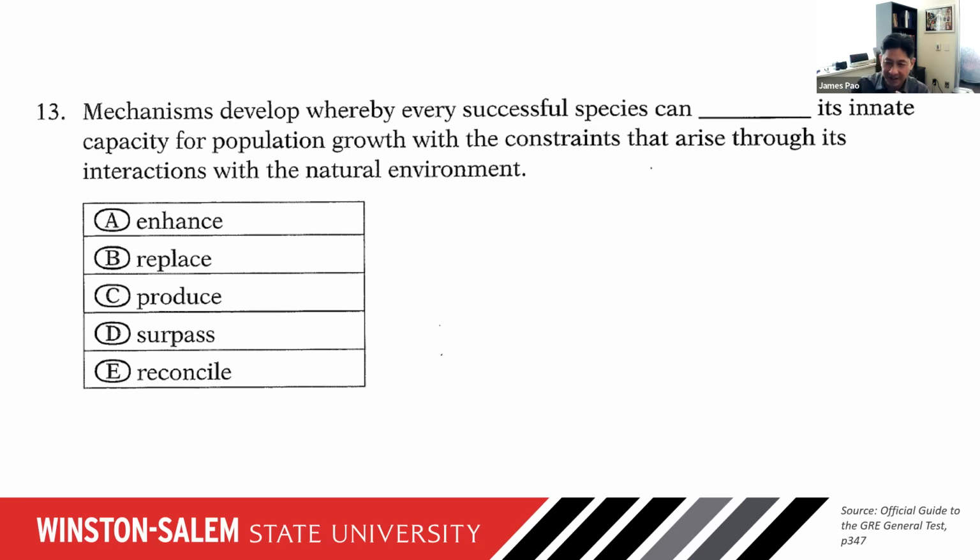But what you can do, of course, you figured it out because it's option E, is you can reconcile your capacity for having babies with constraints. Because reconcile means to take two things that seem to not work and make them work, right?